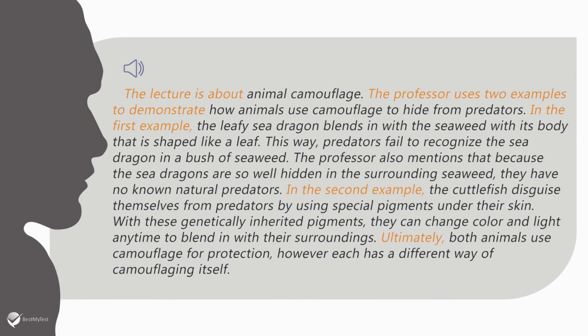The lecture is about animal camouflage. The professor uses 2 examples to demonstrate how animals use camouflage to hide from predators. In the first example, the leafy sea dragon blends into the seaweed with its body that is shaped like a leaf. This way, predators fail to recognize the sea dragon in a bush of seaweed. The professor also mentions that because the sea dragons are so well hidden in the surrounding seaweed, they have no known natural predators. In the second example, the cuttlefish disguises themselves from predators by using special pigments under their skin.